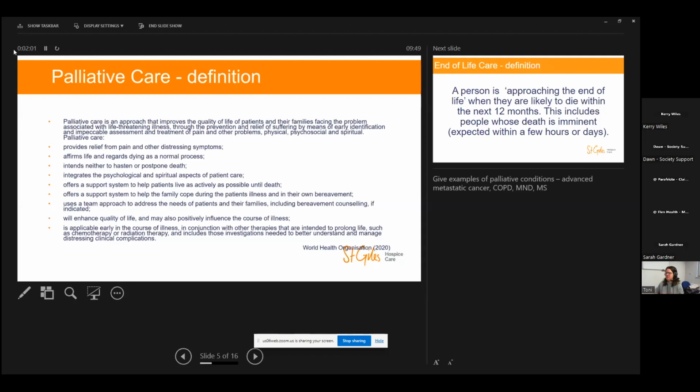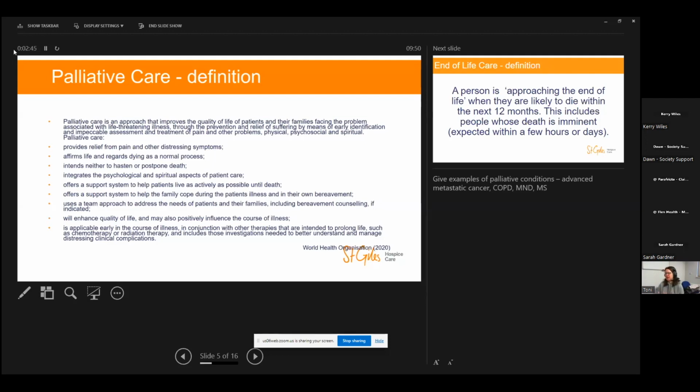And palliative care aims to improve very much the quality of life. There are some key cornerstones that palliative care sits on. The first one being early identification and impeccable assessment and treatment of pain and other problems. So that first cornerstone is very much that impeccable assessment. Whenever I give palliative care teaching, I stress this point a lot. We can only treat things if we've got our assessment right, and especially with some symptoms such as nausea, vomiting and pain, we can go off down a wrong track if we don't do our assessment correctly.